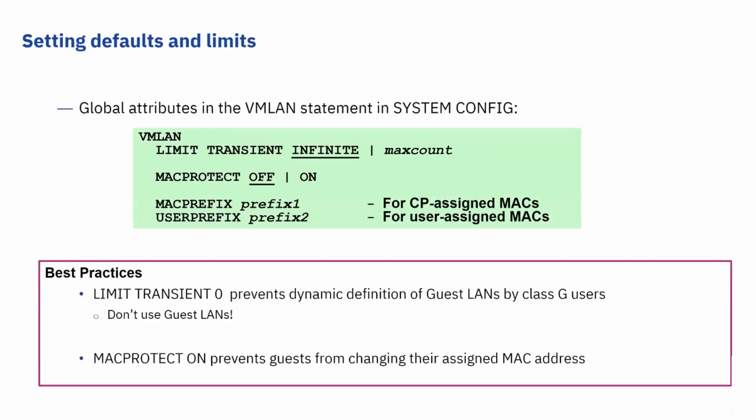So normally, a virtual machine has no reason to be registering a MAC address other than the one that was assigned to it. There are some special protocols that require it, and for those virtual machines, I'll turn MAC protect off, but only on the virtual NIC that needs it, right? And then I have MAC prefix and user prefix.